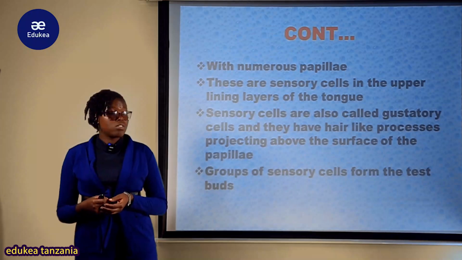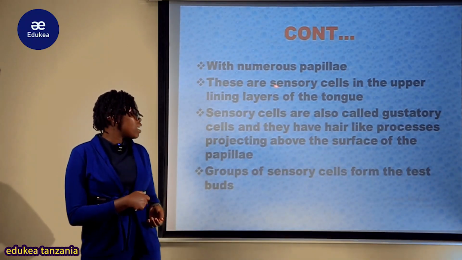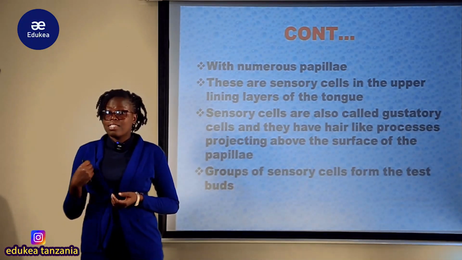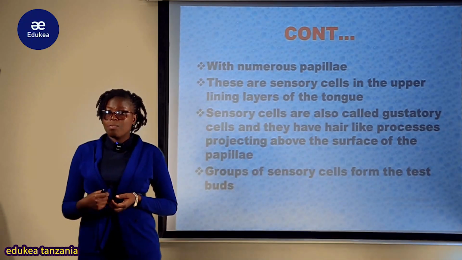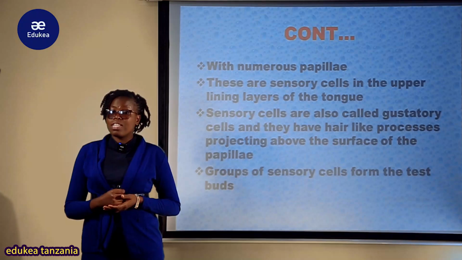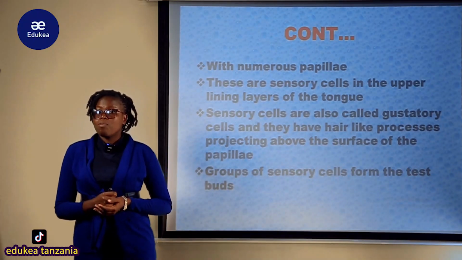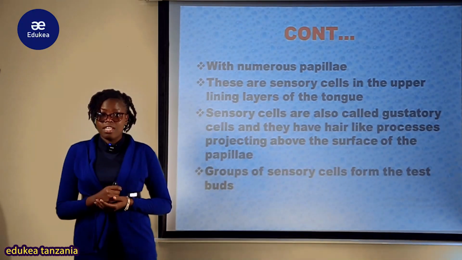So katika tongue kuna this papillae ambazo zenyewe ni sensory cell in the upper lining of the layer of the tongue, ambayo yenyewe ni very rough. Kazi yake ni katika sending of the impulse regarding the taste of a particular substance to the central nervous system so as to be interpreted by the brain, so that a person can be aware of a particular taste of a particular substance ambayo ameionja au ametaken into the mouth for digestion.